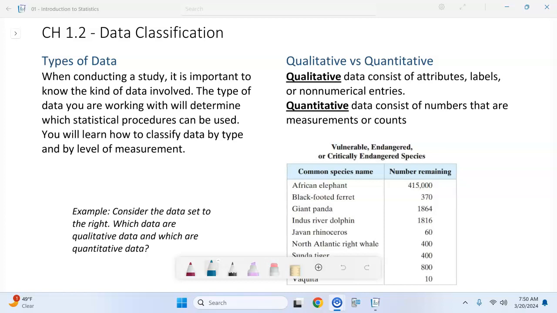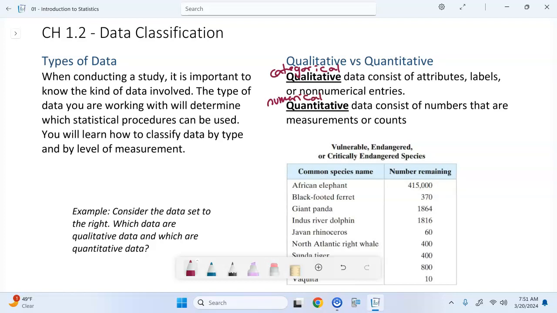You want to be careful because sometimes we have data that is numbers, but the numbers are representative of something else, okay? And they're not a count or a measurement of something. And so quantitative data is numbers that are measurements and counts. Another term for these: qualitative is considered categorical data, and quantitative is numerical.